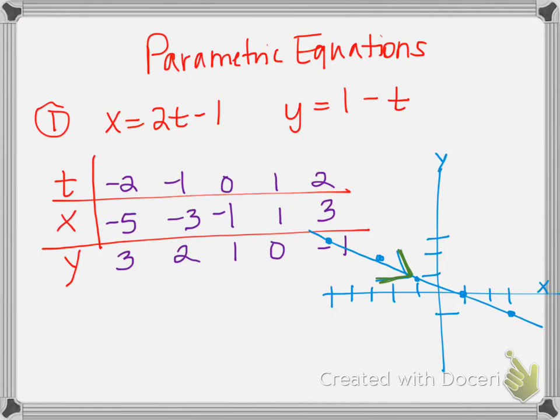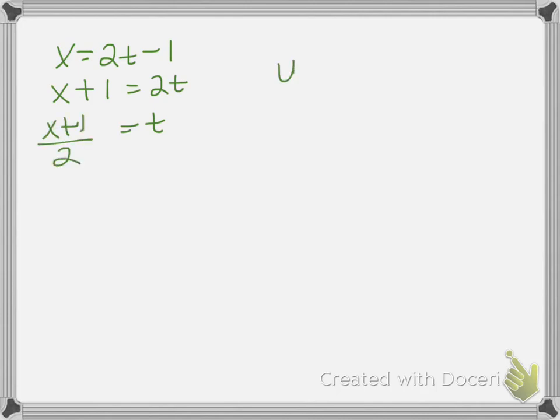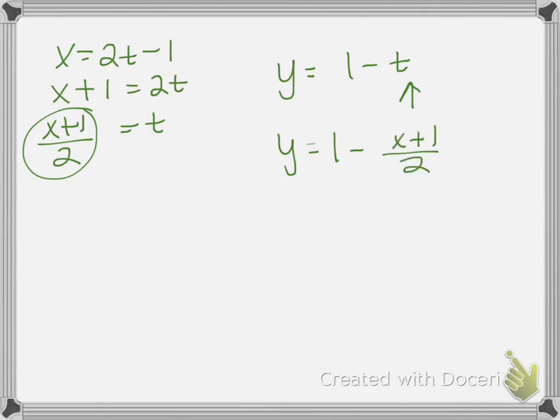Next thing you're going to do is you're going to solve the equation for y. And see, this is already solved for y, but what we're going to do is we're going to solve this equation for t, plug it in for t, and then you'll have an equation in terms of x and y. So if I solve that first one for t, I add 1 on both sides, and then I divide by 2. And then it told me that y was 1 minus t, so I'm going to take that and put it in the place of t. You can leave it like that if you want to.